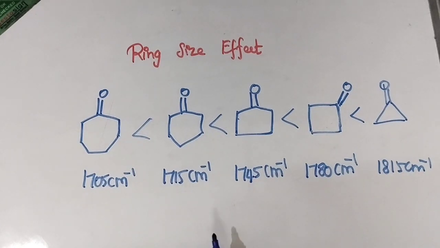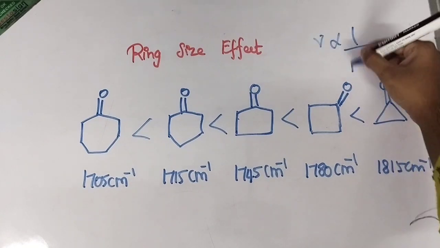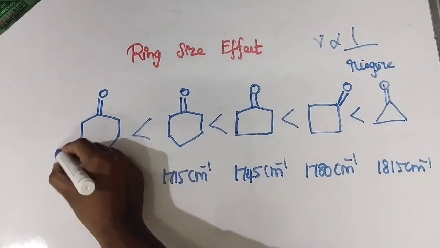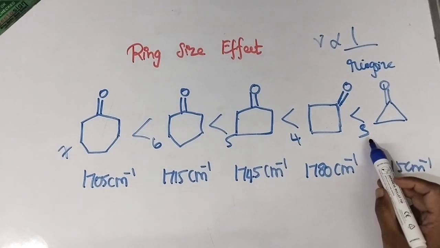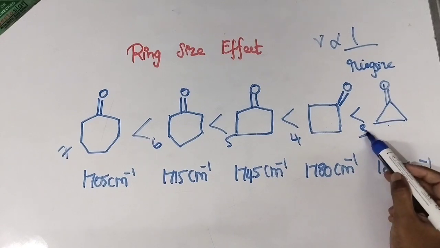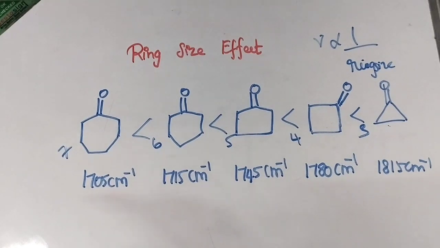We are going to see a very important topic, ring size effect. This is very easy also. See here, frequency is inversely proportional to ring size. Here it is a 7-membered ring, this is 6, this is 5-membered, 4-membered and 3-membered ring. The ring size is very low here, it is just a 3-membered ring, hence it will have higher frequency, but here it is a 7-membered ring and hence it will have a lesser frequency. This is the trick: frequency is inversely proportional to ring size.